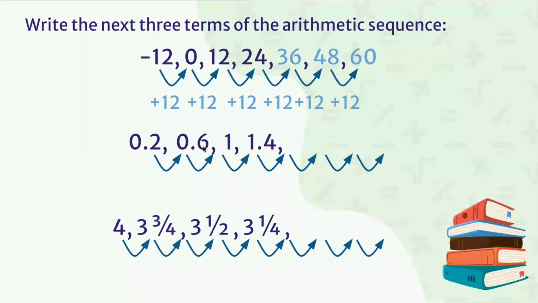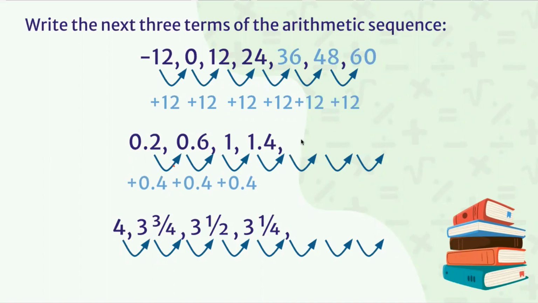For our second sequence, we have 0.2, 0.6, 1, and 1.4. So first let's go ahead and find the common difference. From 0.2, you add 0.4, and you get 0.6. Between 0.6 and 1, you're adding 0.4 again. From 1 to 1.4, again you're adding 0.4. So we have established that 0.4 is our common difference, and so we can just keep adding 0.4 to each of our terms until we get our next three terms.